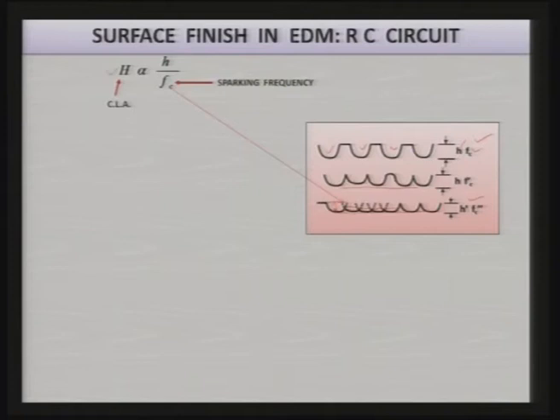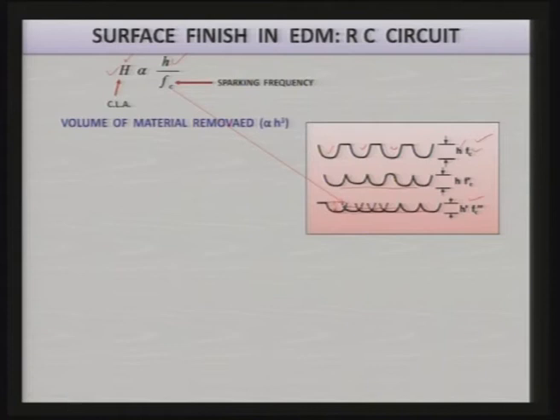So, H, capital H, that is the central line average value, is proportional to h, the depth of the crater, and F_c, the charging frequency, because the larger the charging frequency, the lower is the value of h, and the larger the value of small h, that is the depth of crater, the larger will be the CLA value.